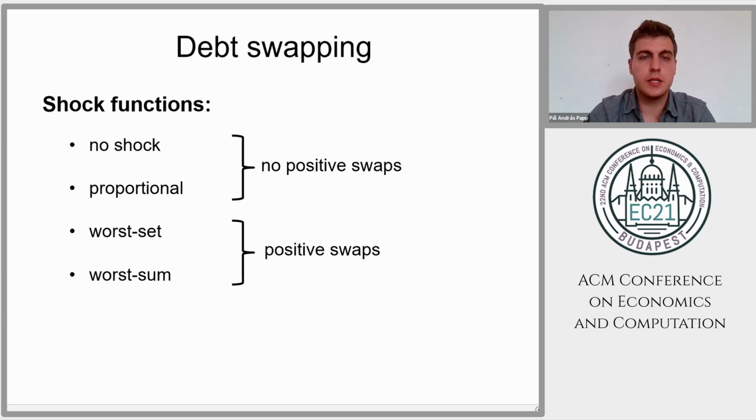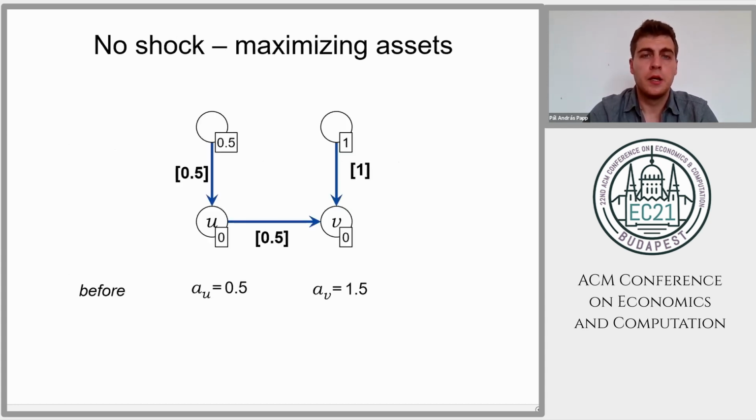And then in the second 2 cases, we've seen that a positive swap is possible, which raises a lot of other interesting questions. So then we're also going to look at those. So starting with this no shock situation, let's look at a few examples to get an idea of what's happening here.